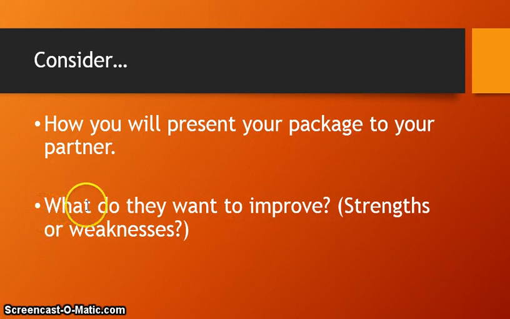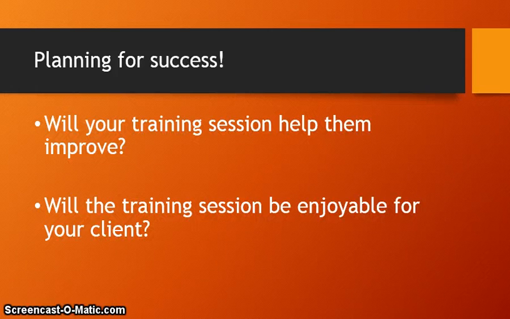And to do that, you're going to work out what they want to improve. So you need to talk to your partner. So they'll show you their results from the results sheet, and then you'll have a discussion about, well, I don't really want to improve this, but I want to improve that. And then from there you can create your training session. So how do you go about doing that?